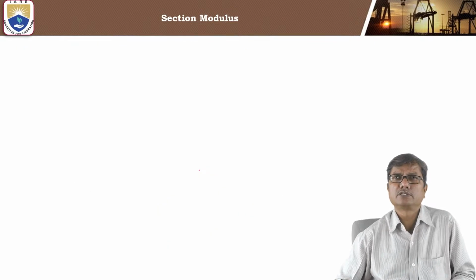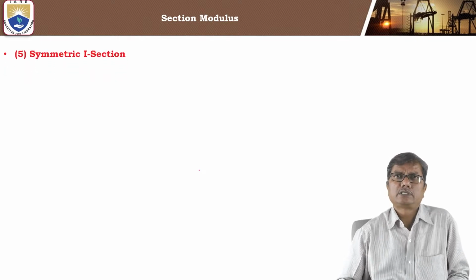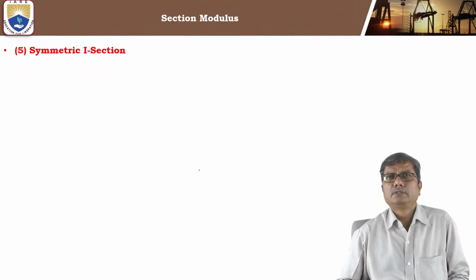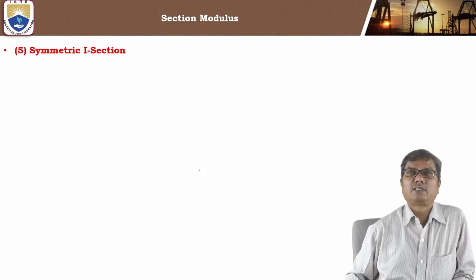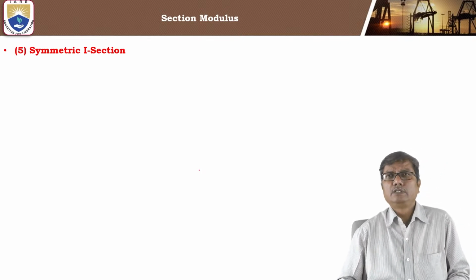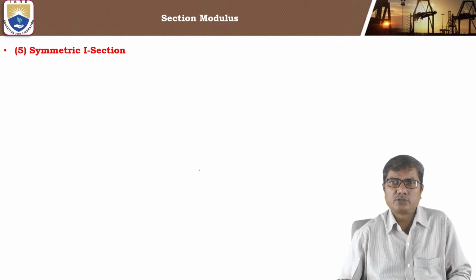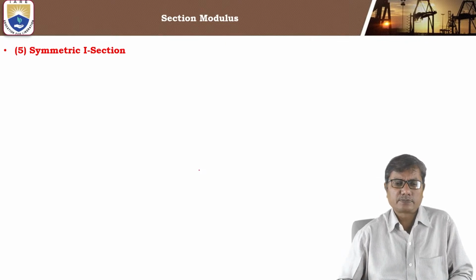Let us consider some common sections which are used in steel structures. They are symmetrical I section, unsymmetrical I section, T section, angle and channel sections. These are most often used in steel structures.